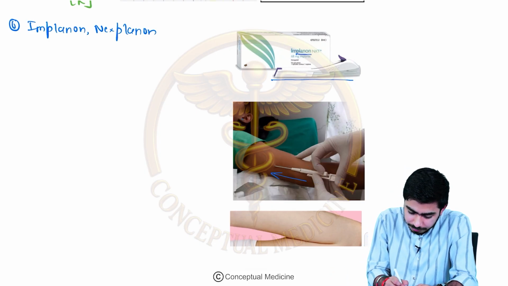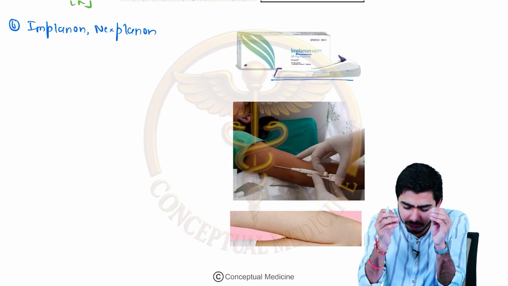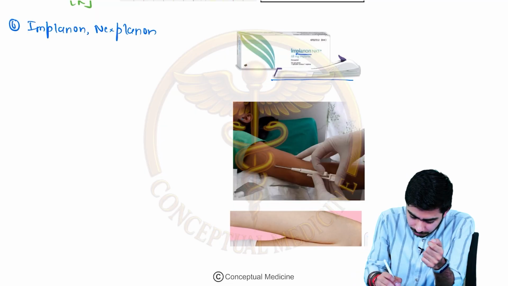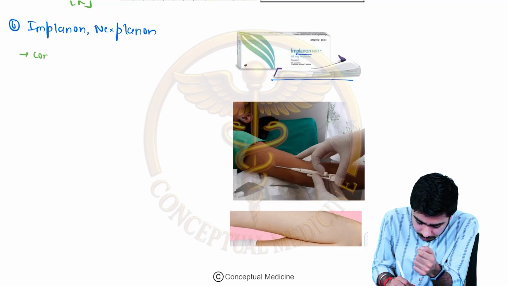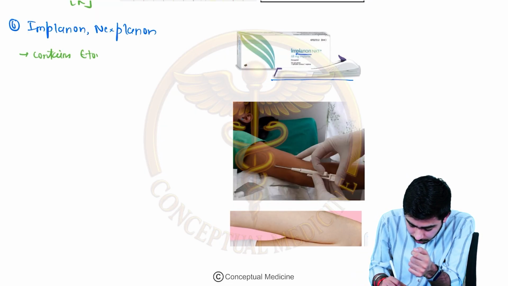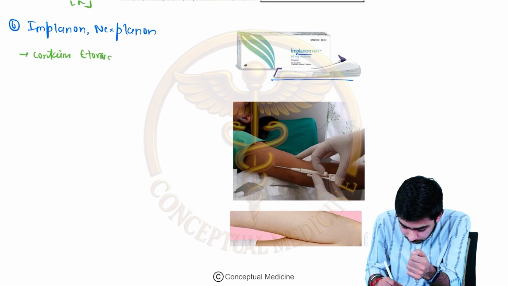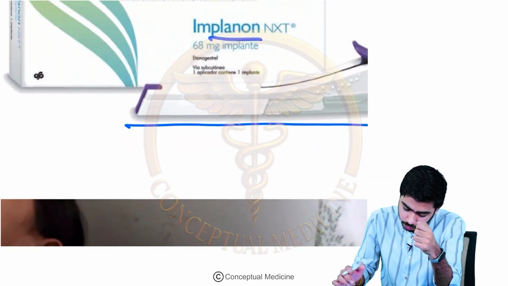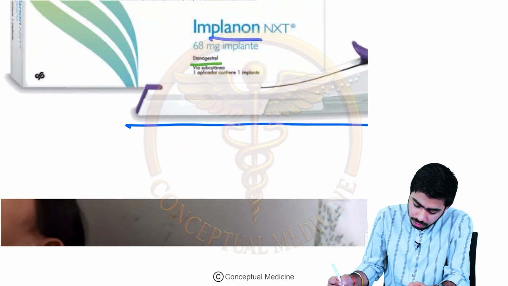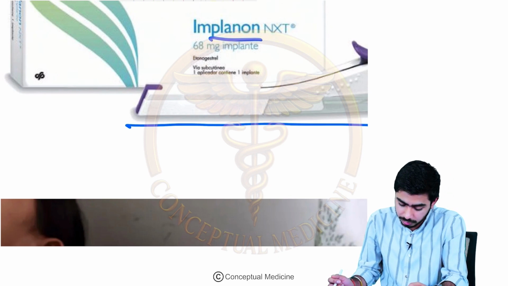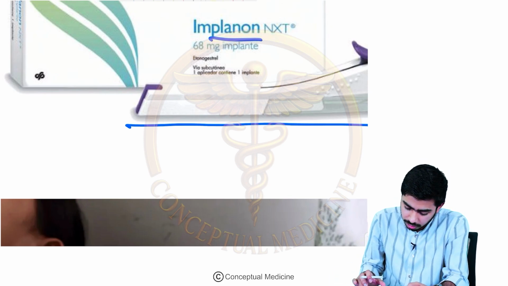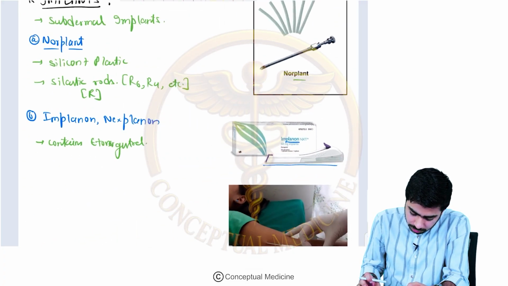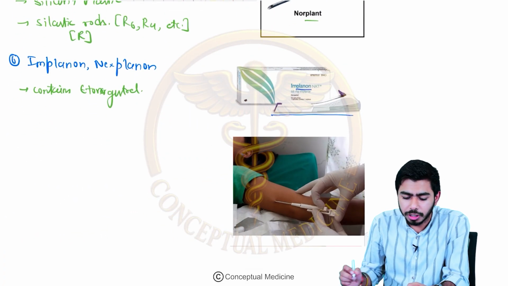Once you are clear with that, let me talk about this implanon and the nexplanon. They contain etonogestrel. If you see this picture, I'm zooming for you over here. Here you can see this is the etonogestrel. I don't know whether you are able to see that or not. So it is containing the etonogestrel.